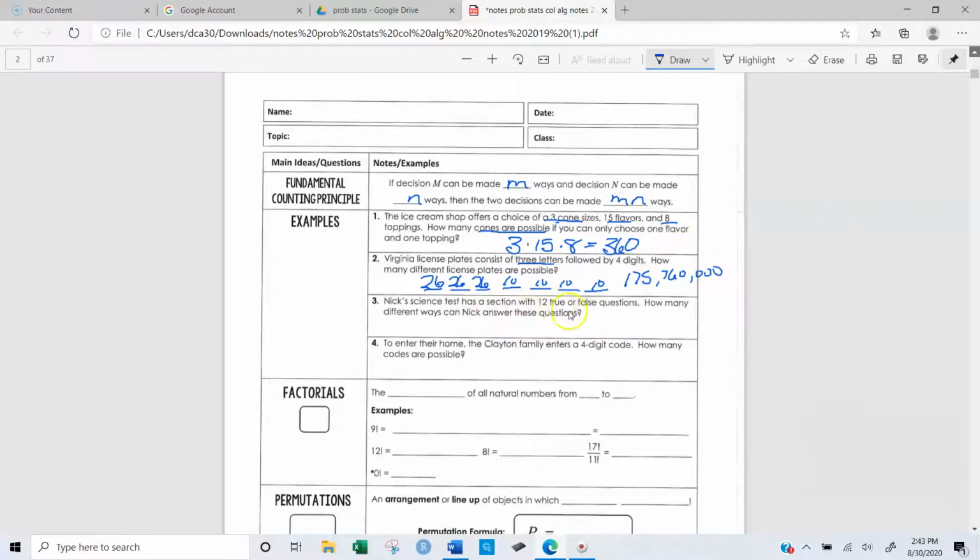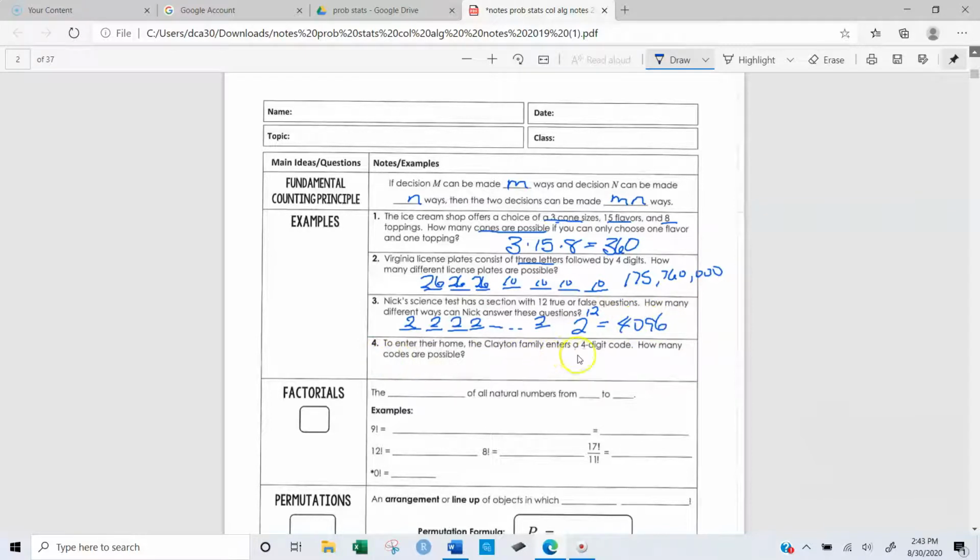This one in here is tricky. In a section with 12 true or false questions, how many different ways can Nick answer these questions? Well, the first question has 2 solutions, right? Because I can do true or false. The second question is 2 options. The third is 2 options. The fourth is 2 options, and so on, all the way until we get down to the 12th one, right? So that means I have 2 to the 12th power because I have 12 2's. A whole lot easier than writing all those out. And you should have got 4,096.